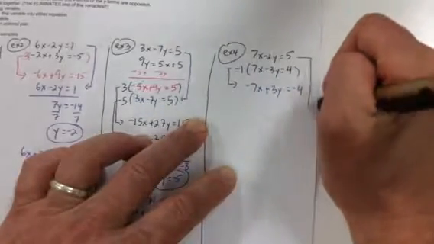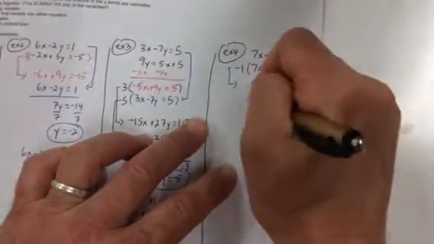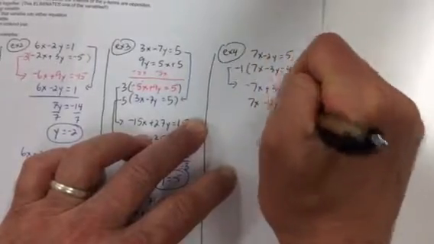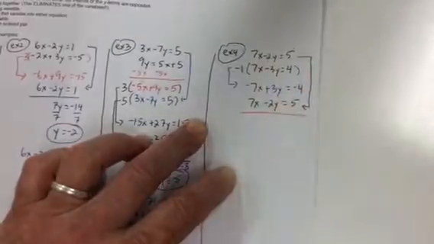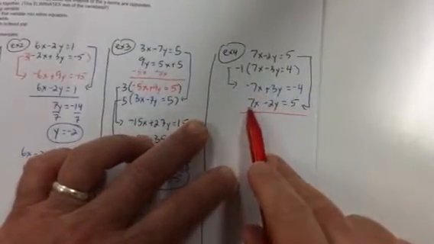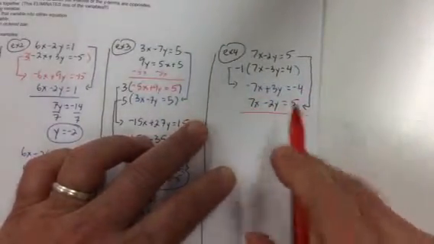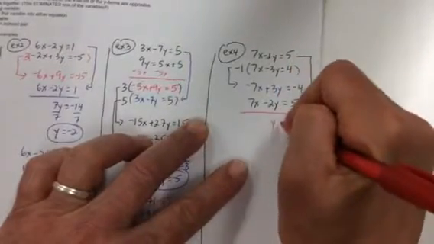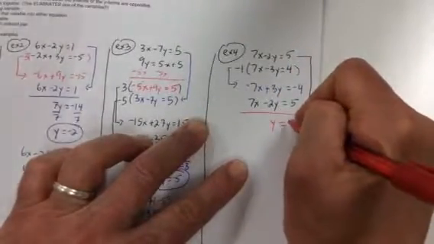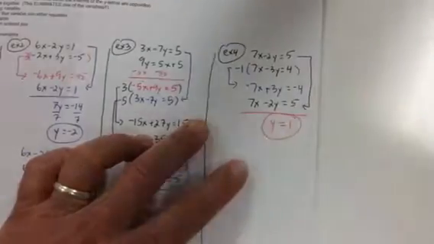So I'm going to go ahead and rewrite this one down here. 7x minus 2y equals 5. Now when I add the two equations together, my x's eliminate, and 3 minus 2 is 1, so I just get y equals 1. Boom.